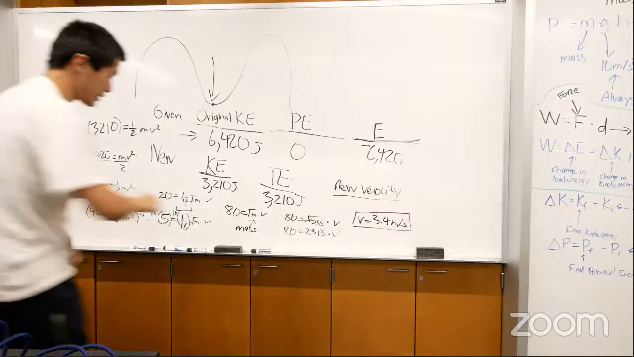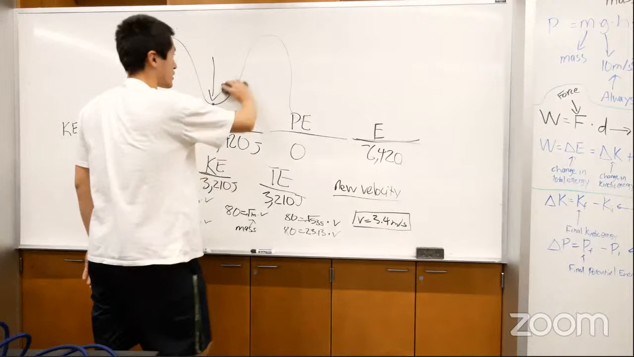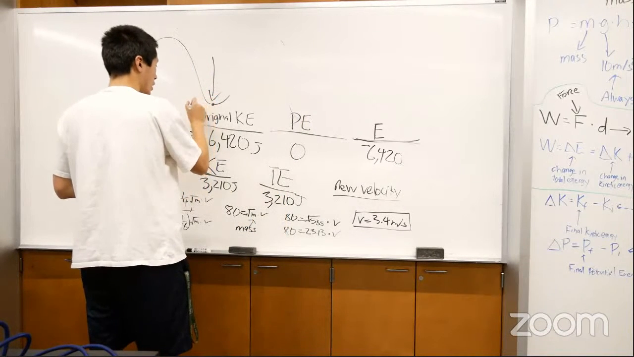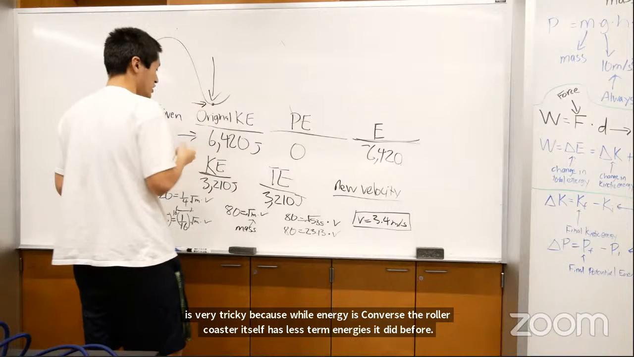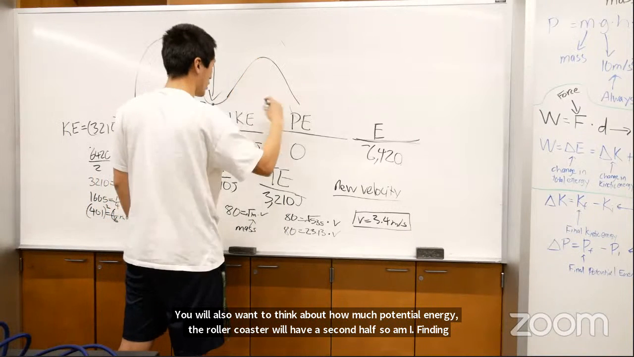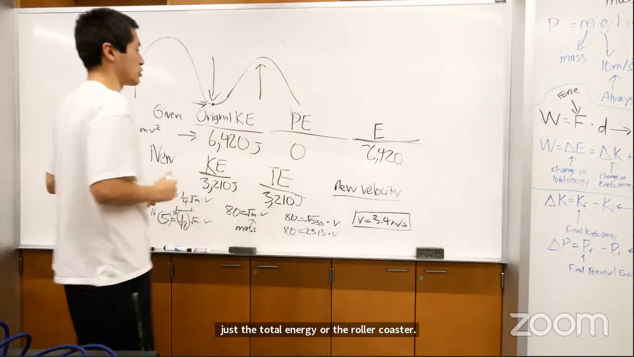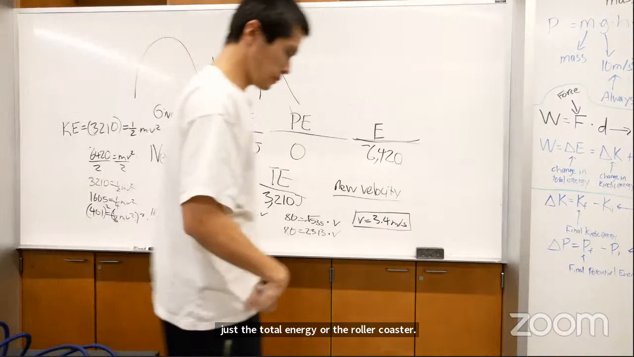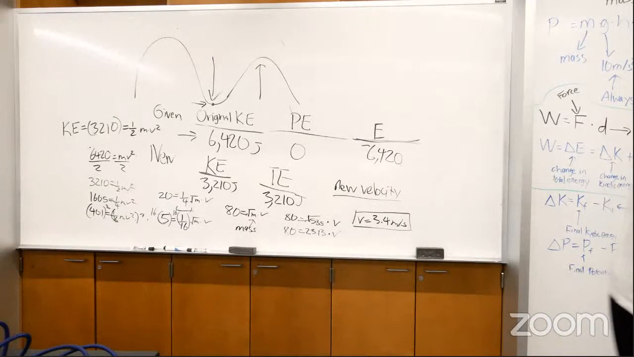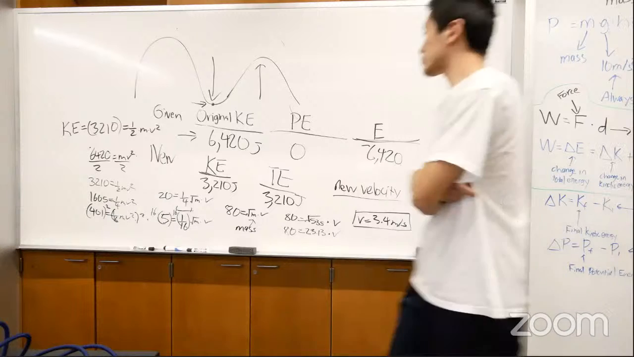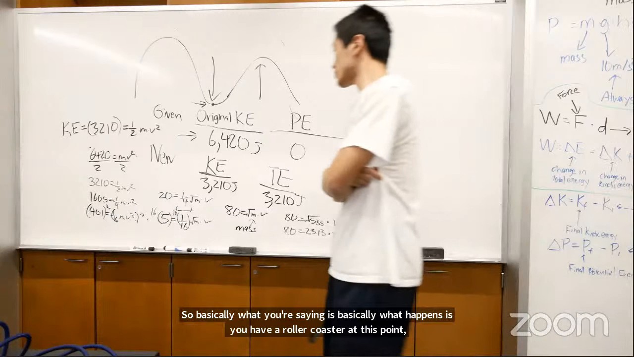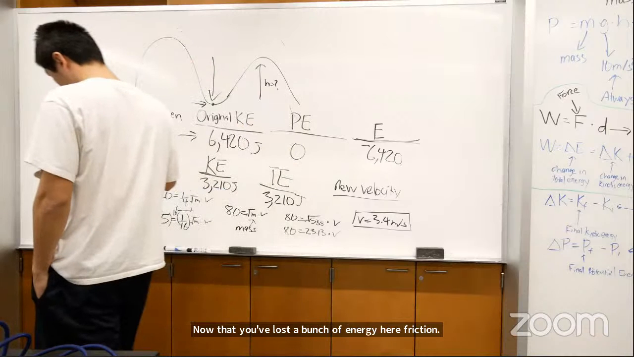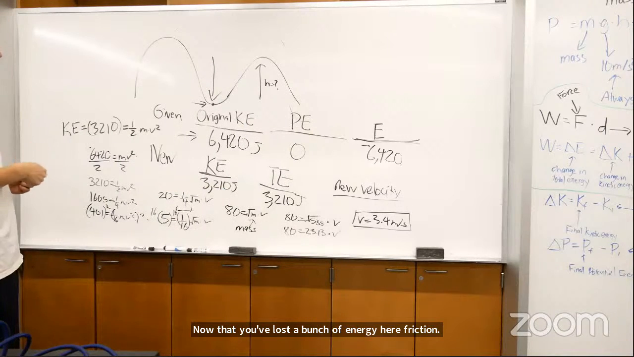Basically what happens is you have a roller coaster at this point. You know a bunch of your new energies, and you want to figure out what is the highest hill you can actually climb now that you've lost a bunch of energy due to friction. So basically, I would want to just test out different heights of a hill, right? You could test out a bunch of different heights, but there is a way to just figure out the highest height you can get.